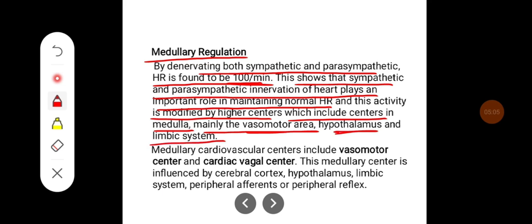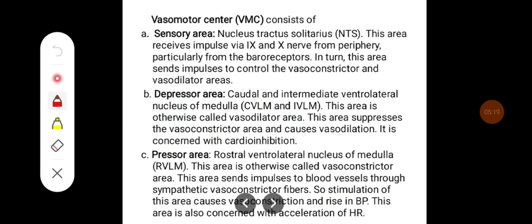Medullary cardiovascular centers include vasomotor center and cardiac vagal center. This medullary center is influenced by cerebral cortex, hypothalamus, limbic system, peripheral afferents or peripheral reflexes. The vasomotor area consists of the sensory area, depressor area and the pressor area. The sensory area is nucleus tractus solitarius.